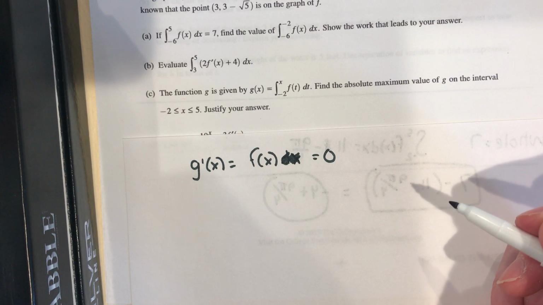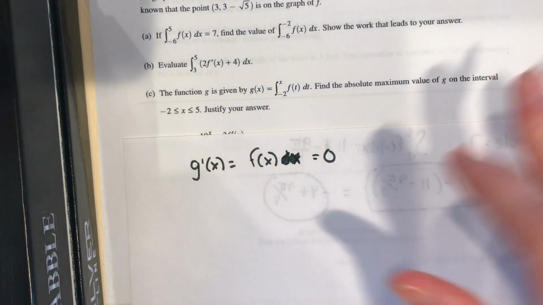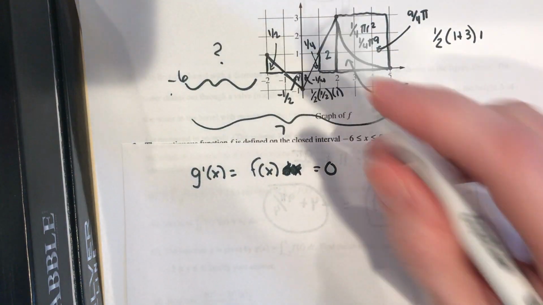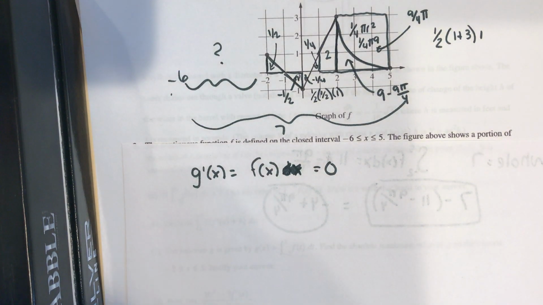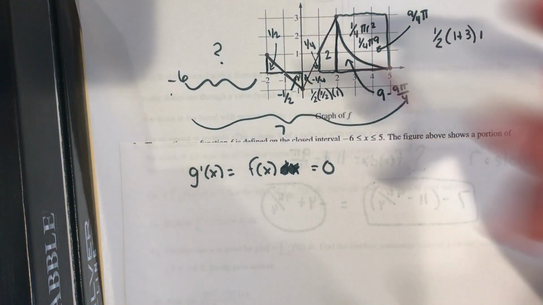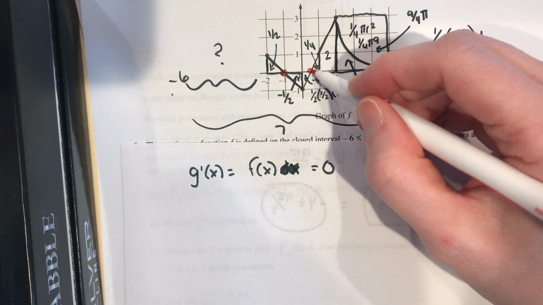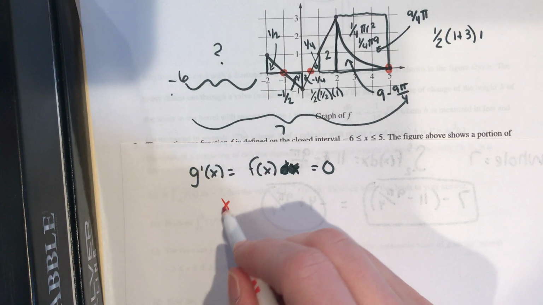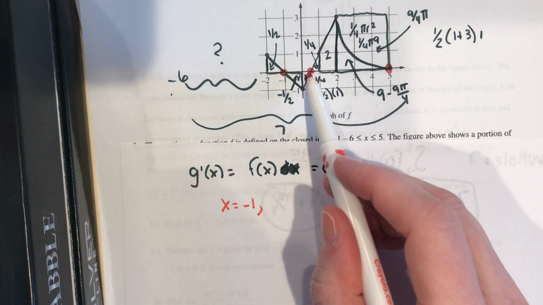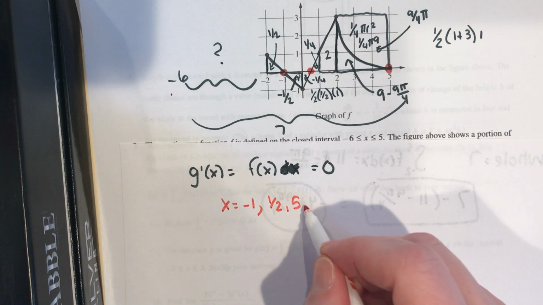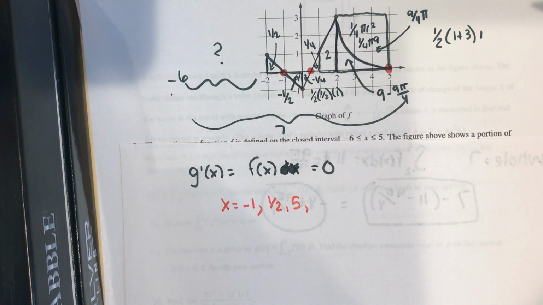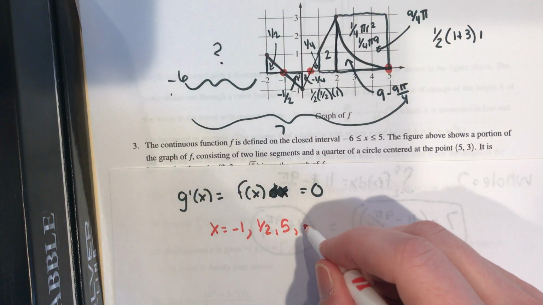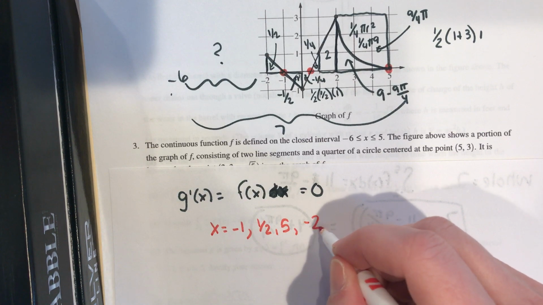So now we're going to solve. So I want to know where f of x equals 0. Well, I have a graph of f of x. So let's see. My graph equals 0. I'm going to use a different color. f of x equals 0 here, here, and here. So I'm going to write those down. -1, and this would be 1/2, and 5. We also could have maxes and mins at endpoints, so I also want to include -2 in my list.